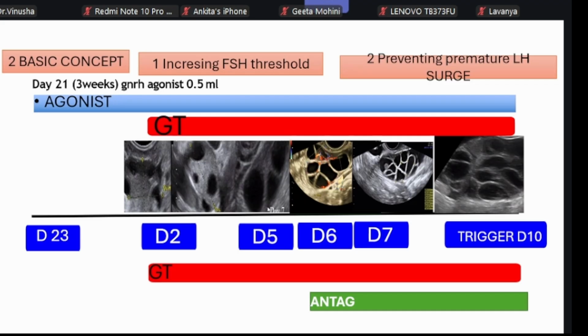From day 2 or day 3 of the cycle, we start monitoring. From day 4, day 5, we see the growth of the follicles. According to the protocol, we either give antagonist from day 5, day 6, and in the agonist protocol, we continuously administer agonist through the stimulation. And whenever we get 2 or 3 mature follicles, we plan for trigger.